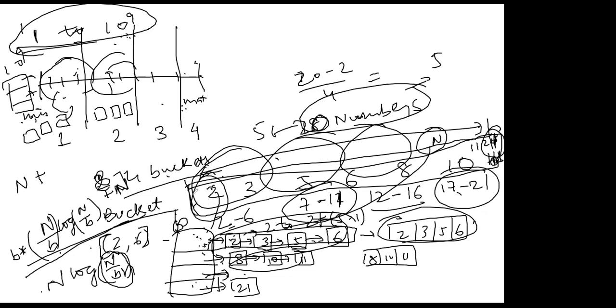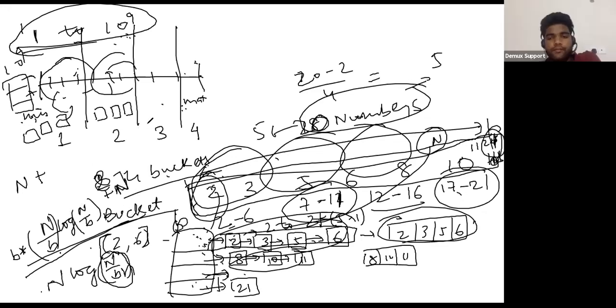Sir, putting each element into a bucket, wouldn't it require log of b time? So for n elements to put into buckets, wouldn't it require n log b time? For putting elements, you are saying it will require n log b. Why? Every putting is a constant, right? Putting will take n time, right? Determining the bucket where you have to put is order 1, and then appending is order 1.